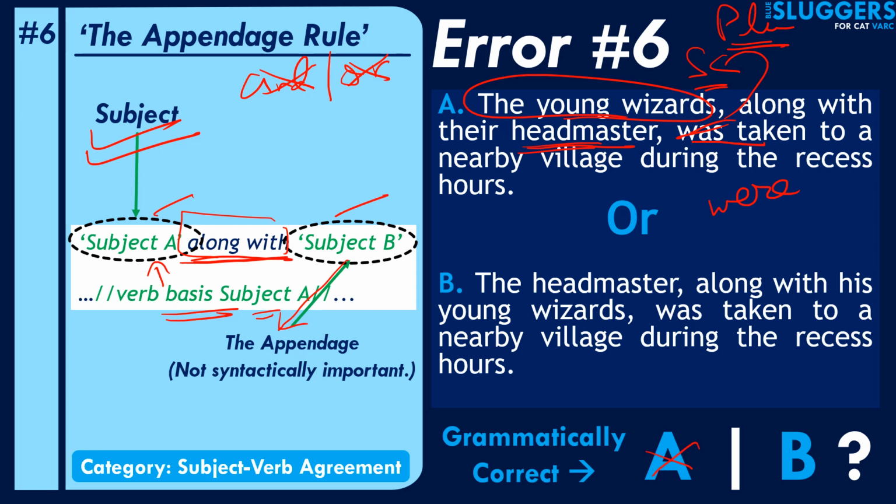Let's look at the next one. It says the headmaster. Now in this case, the headmaster becomes the primary subject here, which also happens to be singular in nature. The secondary or appendage subjects will be his young wizards, which are plural in nature, but that doesn't matter because the verb is anyways going to take the form of the primary subject, which is singular. So singular subject, the verb should also be singular, which is was. Hence sentence B is correct here. I hope that's clear to you. Again, even this belongs to the category of subject-verb agreement errors.